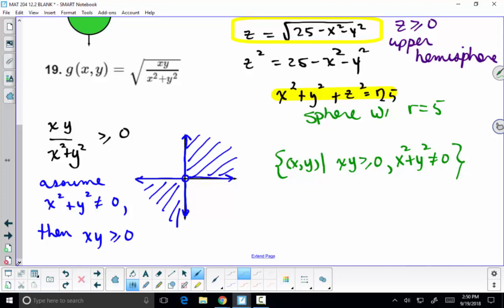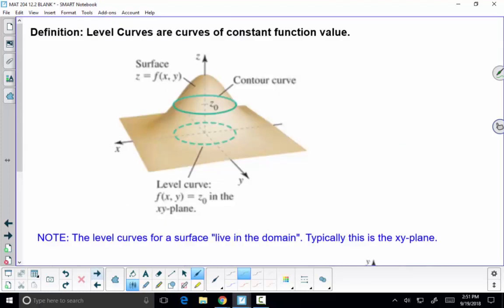All right, so the next thing that's going to help us picture some of these surfaces in three-dimensional space are things that we call level curves. Level curves, you've all dealt with them when you've looked at a map. If you look at a topographic map, it's got all those rings of constant altitude. That's what a level curve is. A level curve is a curve of constant function value. So a topographical map is a really good example.